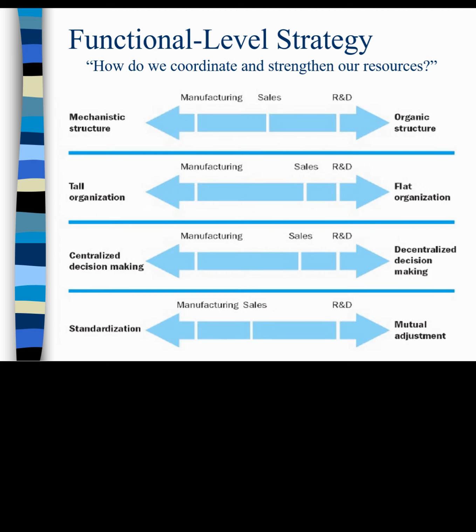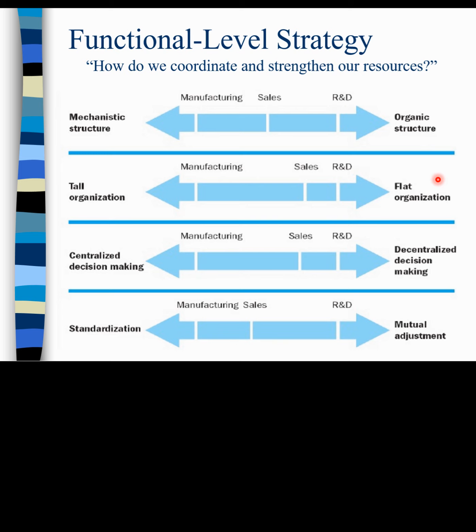When we talk about functional level strategy, we're answering the question, how do we coordinate and strengthen our resources? So we're answering really four questions. When we talk about mechanistic structure and organic structure, we're answering the question, what are the effects of authority and power? When we talk about mechanistic, we're much more formal as an organizational structure. And when we're talking about organic, really more informal, being able to adapt.